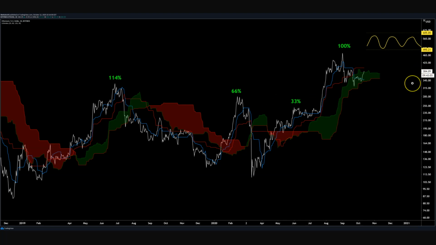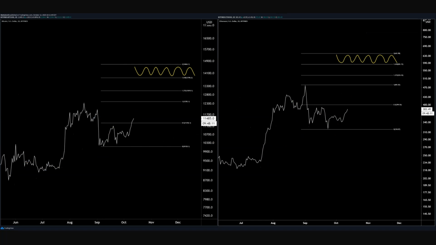500, 600, decent target. This isn't necessarily today or tomorrow for any of these targets. This may take 2 months to play out. But the expectation is there because of the previous moves and where they've been. And again, if you compare that to the fibs, it's not too crazy.